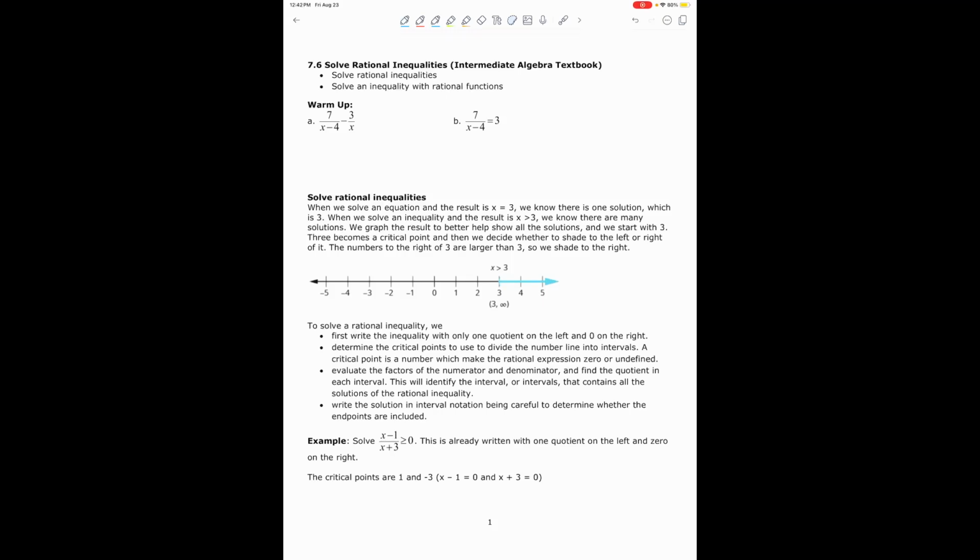Section 7.6, Solving Rational Inequalities. You're going to learn in this section how to solve rational inequalities. You're going to solve an inequality with rational functions.